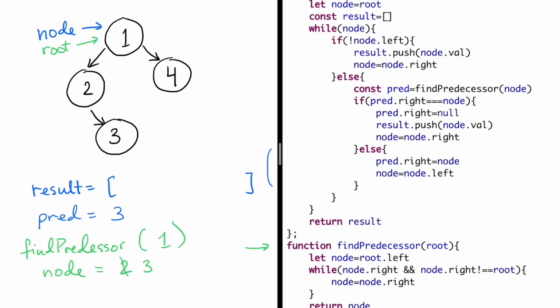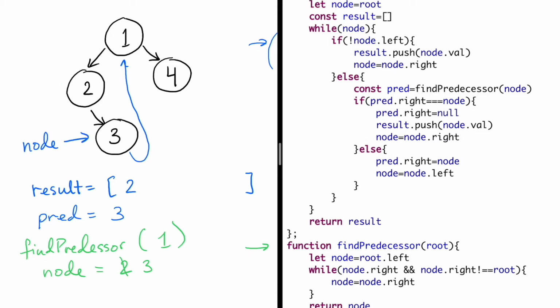So I will set the right child of the predecessor to be equal to my node, and then I will update my node to go to the left. So the node will be set to 2. And then I will go back to the top of my while statement. Now node 2 doesn't have a left child, so I will execute this if statement. I will record the value 2 in my results array, and then I will update node to the right child. So node will be set to 3.